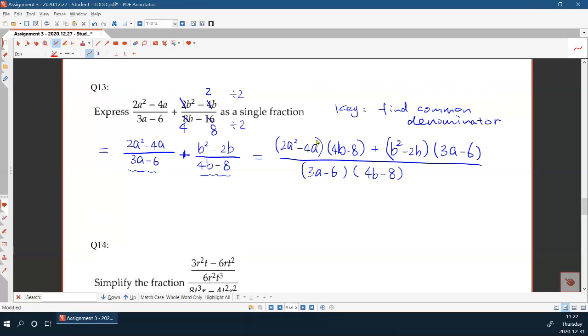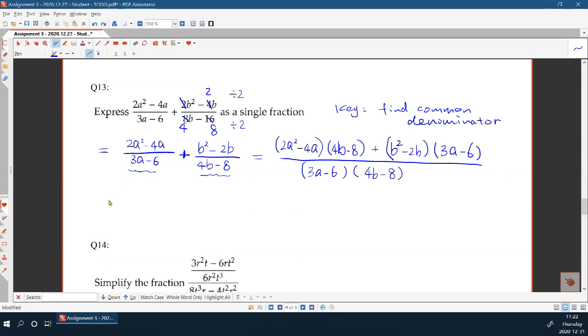It's better for you to verify this before you proceed to the next step. For the first term, if we cancel these two, what's left is identical to the first term. For the second term, if we cancel these two parts, what's left is identical to the second term. That means this step is correct, and then you can proceed safely.